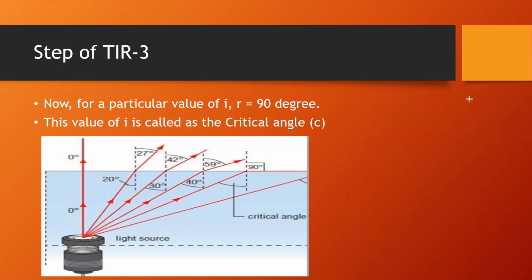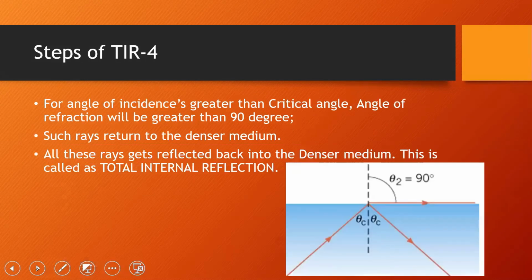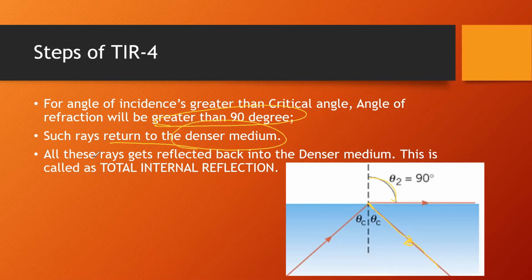Now moving ahead, for an angle of incidence greater than the critical angle, the angle of refraction will be greater than 90 degrees. Yes, when the angle of refraction becomes greater than 90 degrees, this is 90, this is greater than 90, the ray becomes totally internally reflected. Such rays return to the denser medium. All these rays get reflected back into the denser medium. This is called total internal reflection.